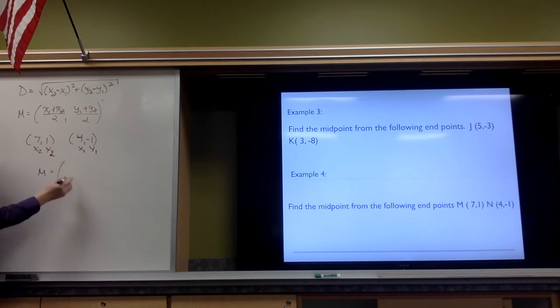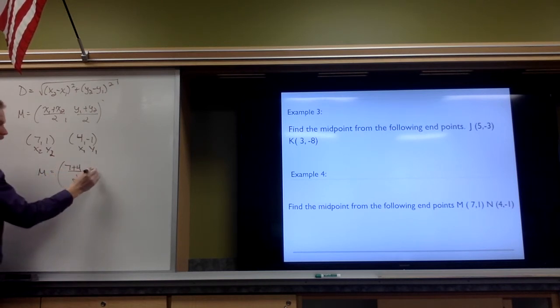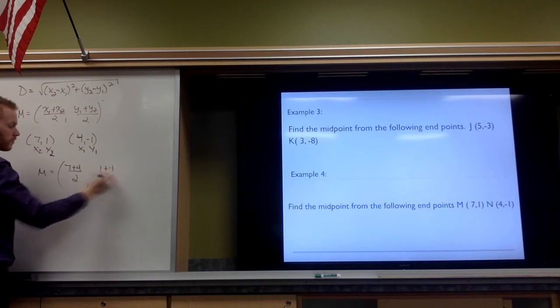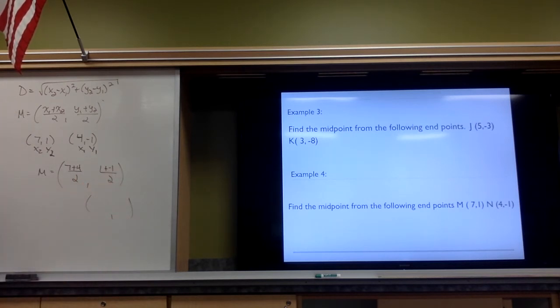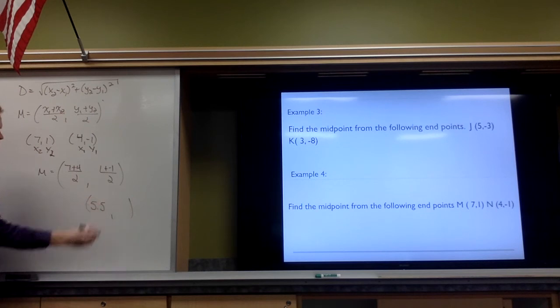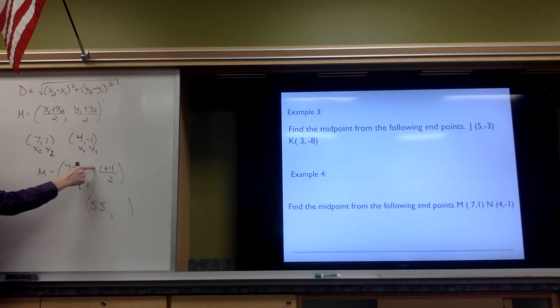So here we go. I'm going to add the x's together. I'm going to add the y's together. Okay. Making sure you're keeping it as an ordered pair as you're going through it. 7 plus 4 is 11. Divided by 2 is 5.5. 1 plus negative 1, that's 0. And if I divide that by 2, it's still going to be 0. So there's the midpoint for this guy.